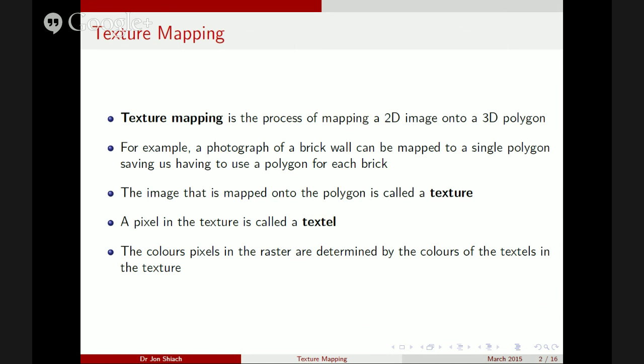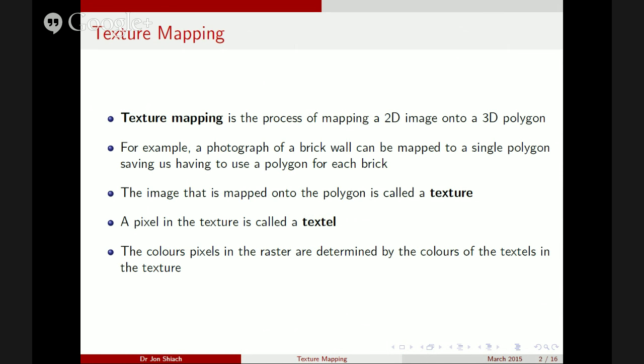Let's say we take a photograph of a brick wall, and we have a polygon in the world space which represents that brick wall. What we could do is literally paste that image onto the polygon. So rather than having to use lots and lots of polygons to model each brick, and therefore color them in using our filling methods, we can use a big polygon to represent lots of bricks, take a photograph of some bricks and paste it on. That's essentially what we're doing. It's applying an image to a polygon.